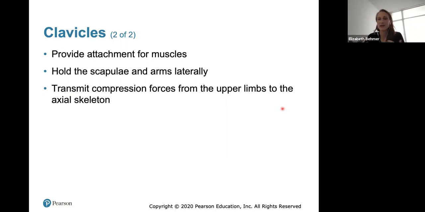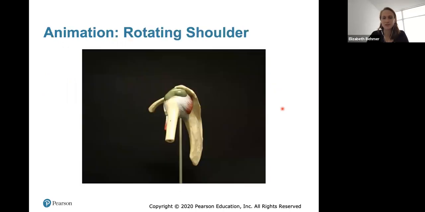They hold the scapula and arms laterally, and they also transmit compression forces from the upper limbs to the axial skeleton. So because you have a lot of pressure going through your clavicles, if you fall on your arms, that pressure usually goes through your clavicles, and a fall usually can cause a common fracture in your clavicle. The clavicles are one of the most common fracture points in the body because there's so much pressure put on them and through them when you fall on your arms.